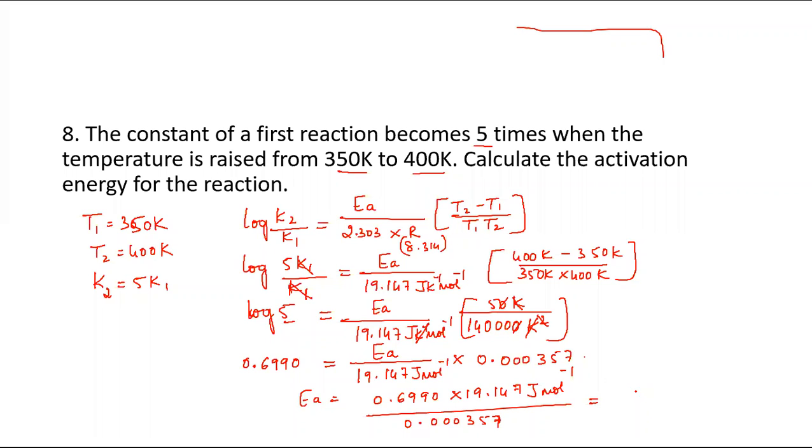Okay, so the final answer is, so what I got is 37489.50. So what is the unit? Joule per mole. So ಇದನ್ನ ಕೆಲ್ವಿನ್ ಕಿಲೋ ಜೌಲ್ ಕನ್ವರ್ಟ್ ಮಾಡಿದ್ರೆ our final answer will be 3 times ಈ ಕಡೆ ಶಿಫ್ಟ್ ಮಾಡಬೇಕು. Okay, 37.489 kilojoule per mole. So this is a final answer.